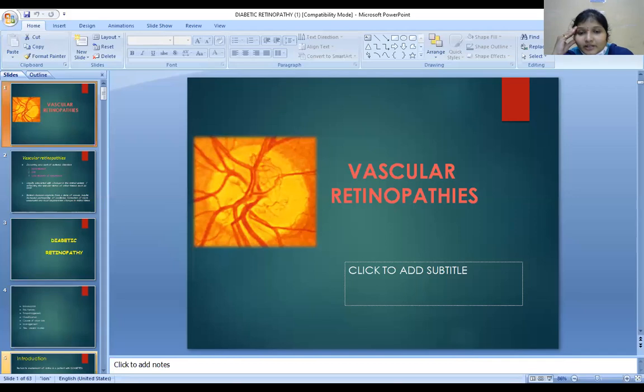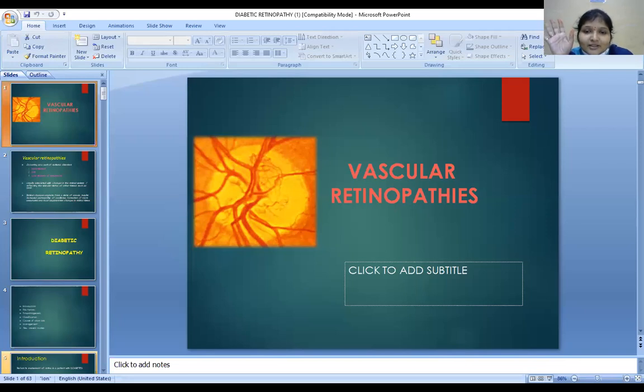Which part of the retina has the highest visual acuity? Yes, very good. Fovea. What is the most peripheral part of the retina? Ora serrata. Very good. So I think you all have been attentive in the last class, or you might have studied retina. Some of you at least.